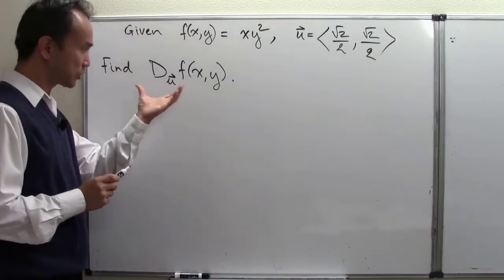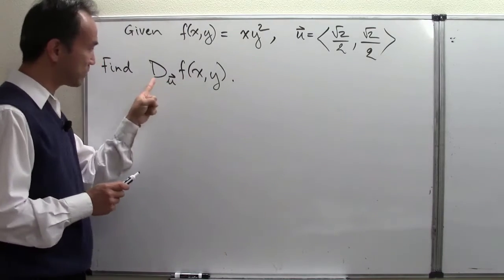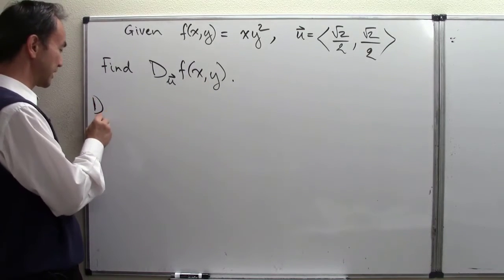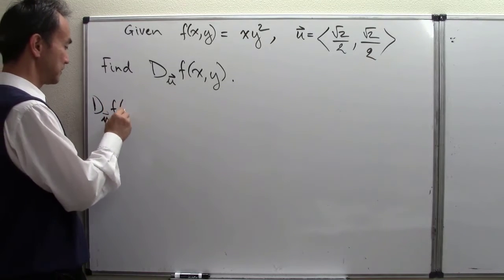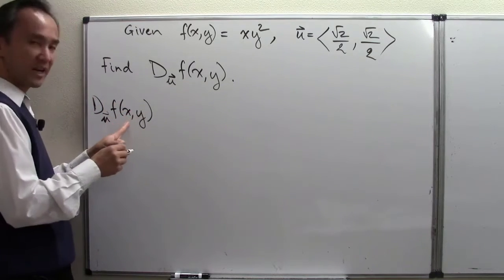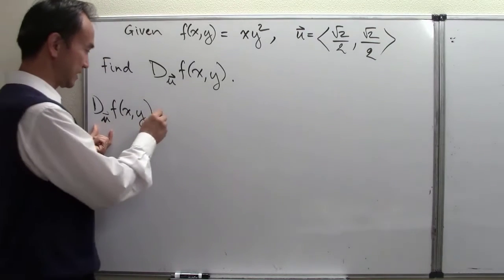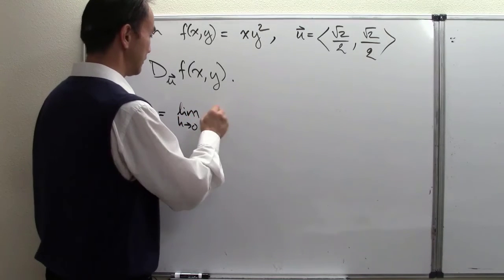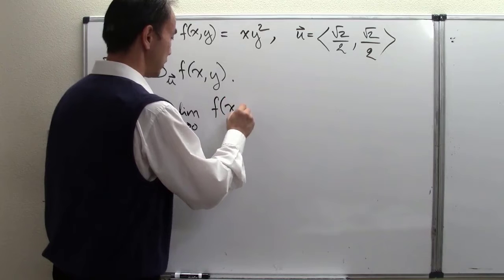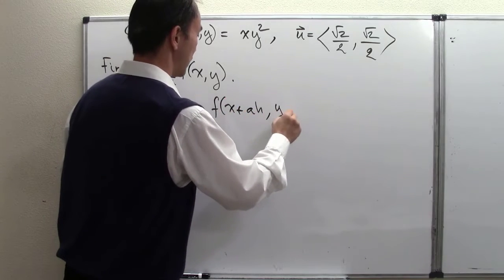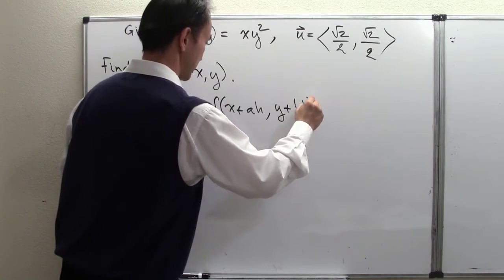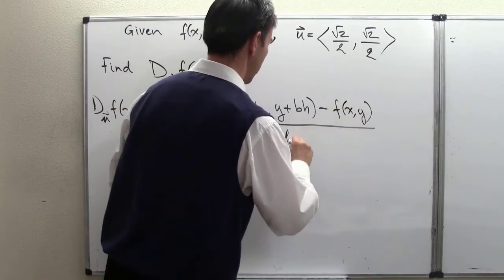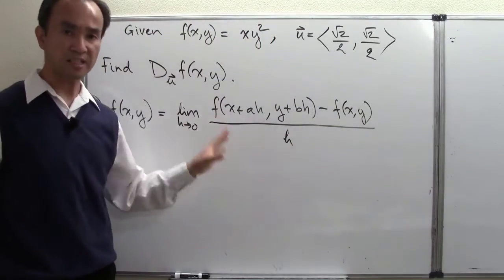All right, so to start out with this, I am one more time going to repeat the formula we need to use here. The directional derivative for any function f of x comma y in the direction of a given vector can be done by taking the limit as h approaches 0 of f of x plus ah comma y plus bh, minus f of x comma y, divided by h. So it shouldn't be any surprise about what I'm doing here.